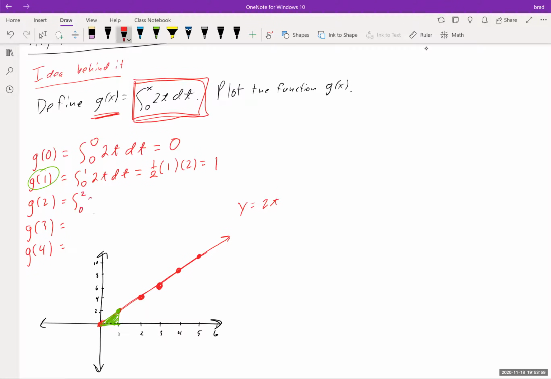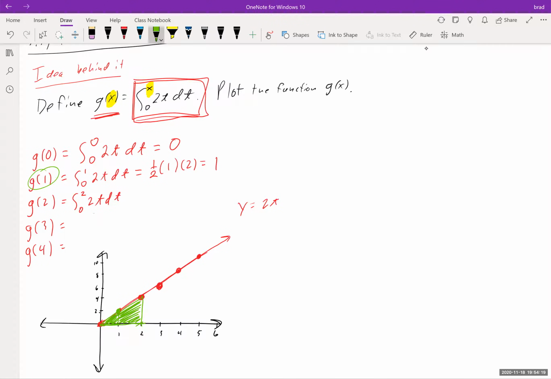So now we're going to go from 0 to 2 of 2t dt. And once again, notice that it's g of x, and this is the x. So that's what I'm plugging in. I'm substituting in x for that, not into the t. Okay. So now let's do this next one. If I go over 2, my triangle would now go to here, right?